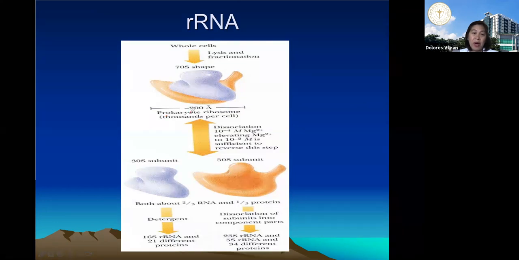So just remember, if it is prokaryotic, the numbering you need to remember for the ribosome will be odd numbers: 30, 50, 70S. For the 30S subunit, what is the ribosomal RNA? You have your 16S ribosomal RNA. For the large subunit 50S, you have the 23S and the 5S ribosomal RNA.